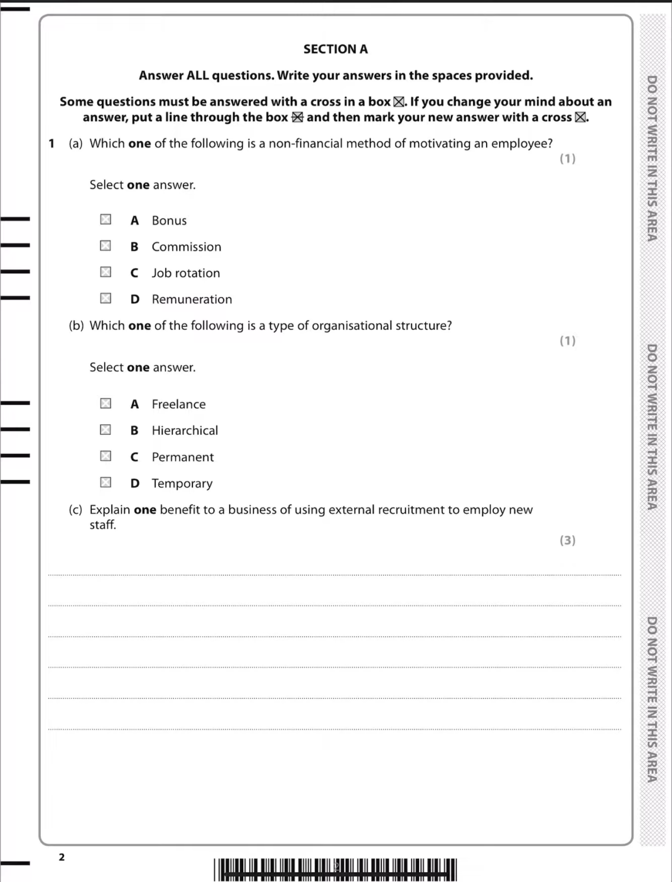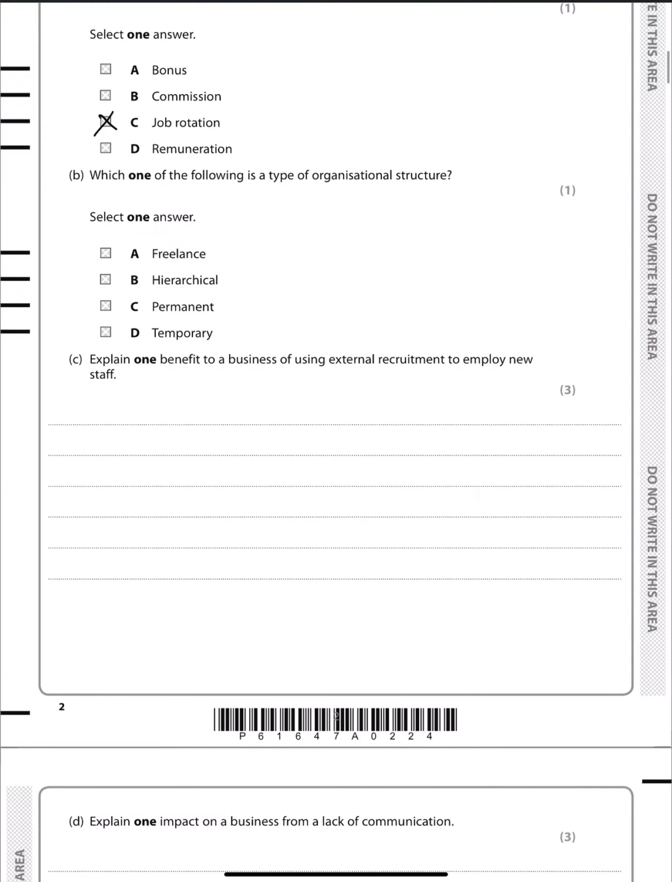So as usual, let's start with the MCQs. Which one of the following is a non-financial method of motivating an employee? Select one answer. So non-financial method for motivating employee, it can't be bonus because it's financial. It can't be commission because that's financial as well. Job rotation seems like the right answer, but part D says remuneration, which is also financial. So job rotation is our answer because it is a non-financial method of motivating our employee.